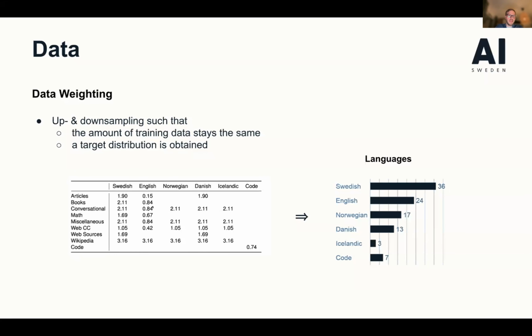And what you can see is that English is heavily downsampled, with the exception of Wikipedia, and basically all other categories and languages are upsampled. I'm not showing the target distribution in terms of categories, but in terms of languages, we ended up with this distribution on the right-hand side here. So mainly Swedish, 36%, followed by English, and then Norwegian and Danish. Unfortunately, still very little Icelandic, and some program code.